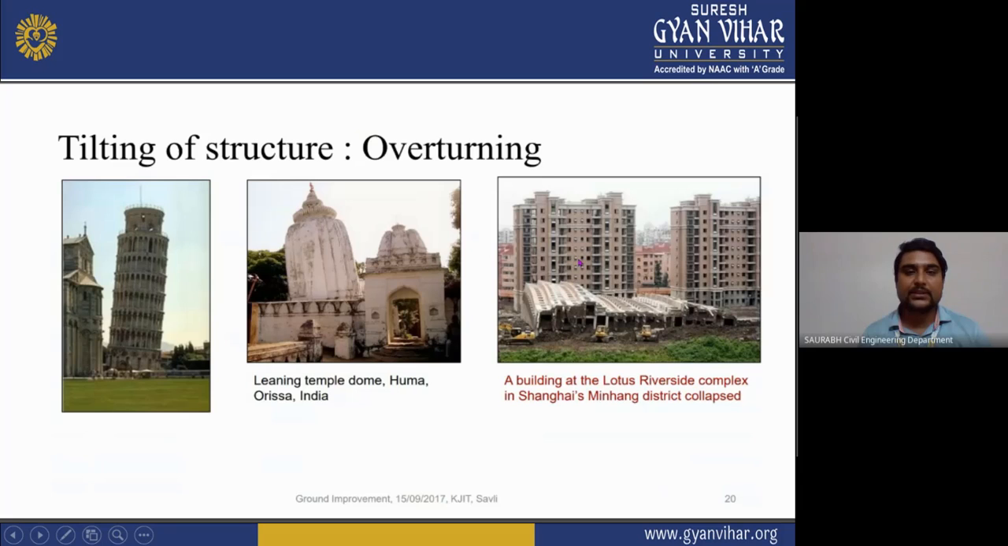As you can see here, there are some structures with tilting and overturning. One is the leaning temple. This is your Pisa tower, as we all know, and it is tilted just because of liquefaction of soil under the ground. Leaning of temple dome, Huma, Orissa, India. This is your temple, as you can see, and a building of Lotus Riverside Complex in Shanghai, Minhang district, collapsed. As you can see here, this apartment building collapsed due to the soil.